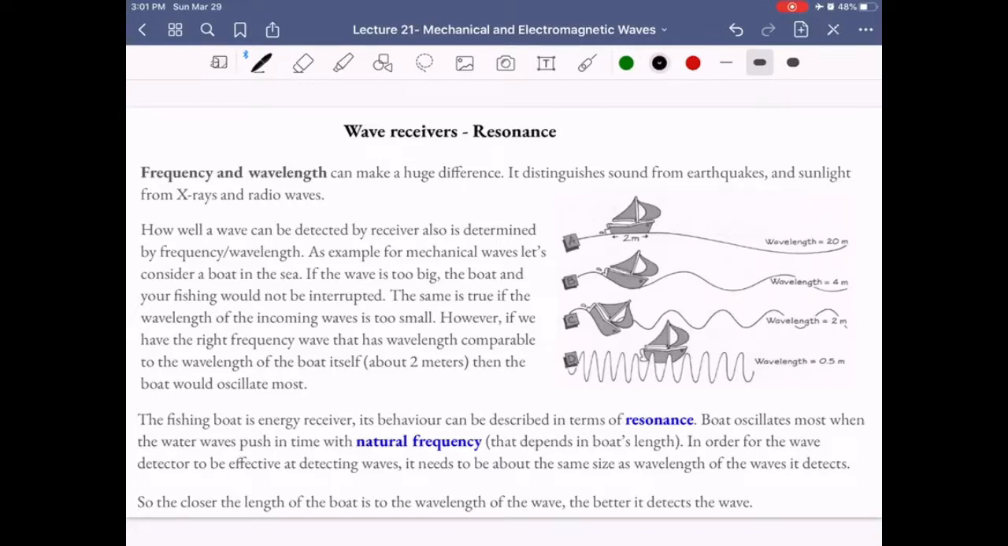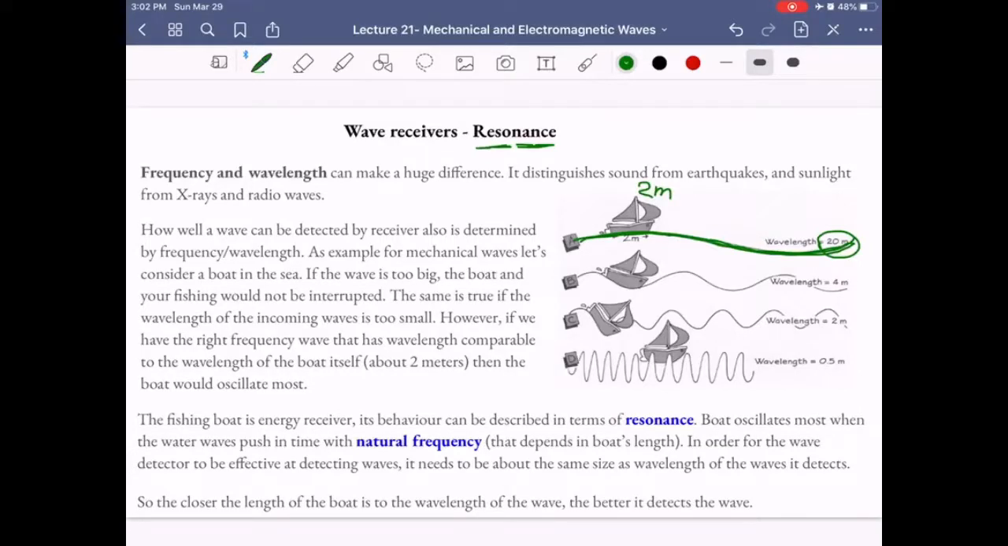So let's talk about resonance, more or less. We will talk much more about resonance when we move on to electromagnetic waves. But now I want to just introduce you to the idea and give you an idea behind resonance. So let's imagine a fishing boat that's on a lake, or let's say sea. So it's this diagram A here. And let's say a big wave is coming towards it, and the wavelength of this wave is huge, 20 meters. The length of this boat is only 2 meters.